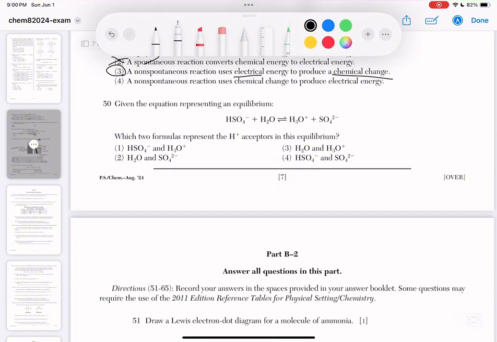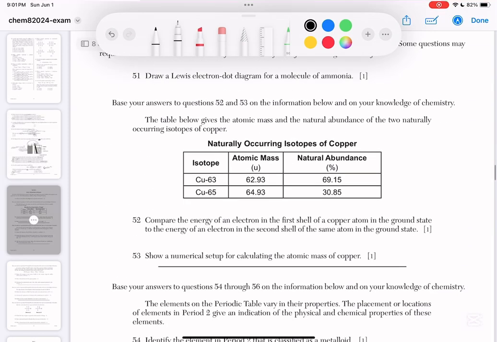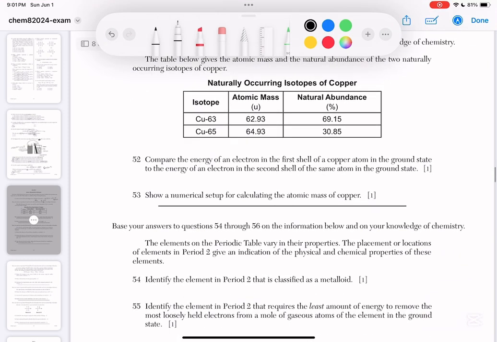And then this one, representing H+ acceptors, would be the bases. So the 2 species that are the bases are water and SO4. Draw a Lewis dot diagram. Ammonia is NH3, and the nitrogen has 5 valence electrons, while hydrogen has 1, so a total of 8 electrons and 4 pairs. So you would draw it like this, with H's on the side.